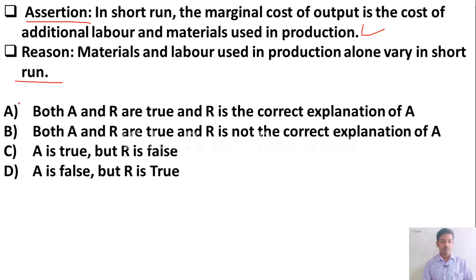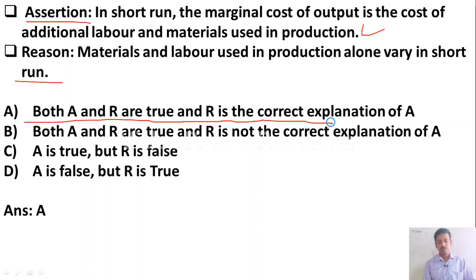Yes, four options are there here. Both A and R are true, R is the correct explanation of A. Both A and R are true, but R is not the correct explanation of A. A is true, R is false. A is false, R is true. Here the correct answer is option A.